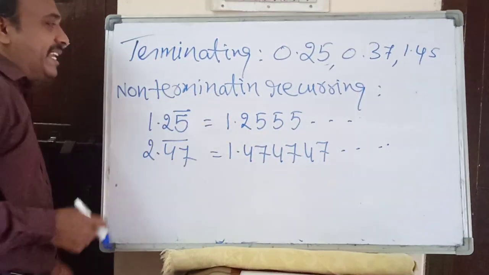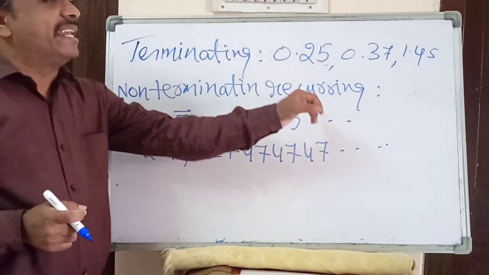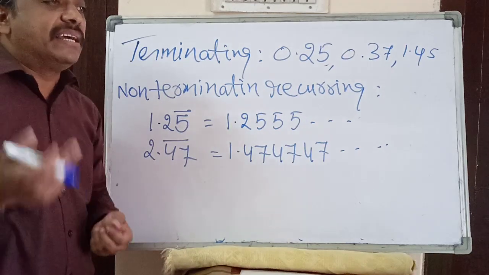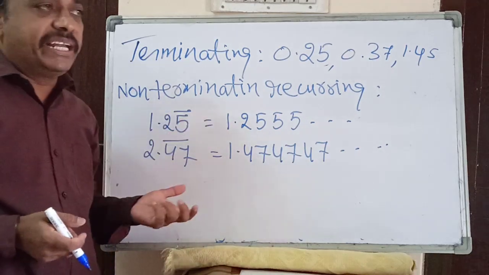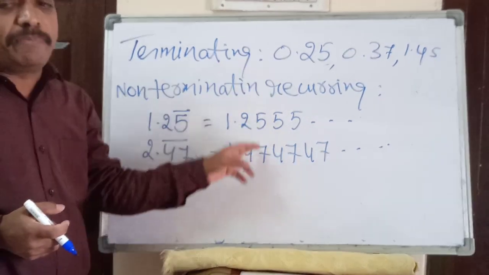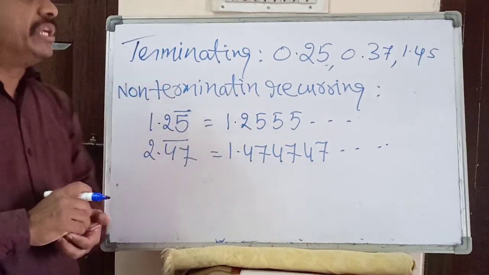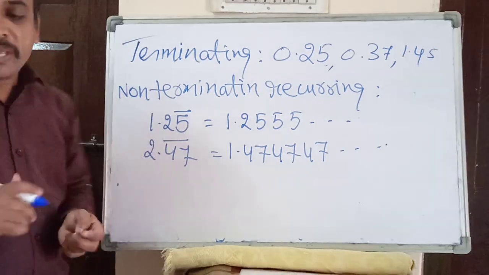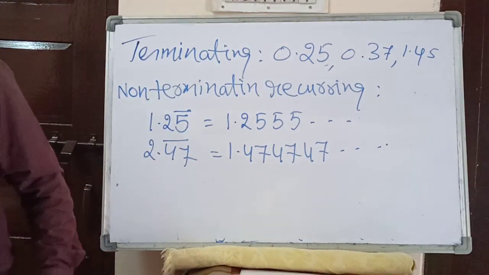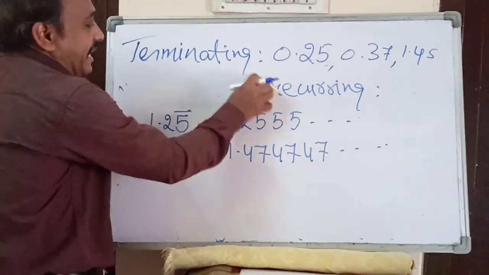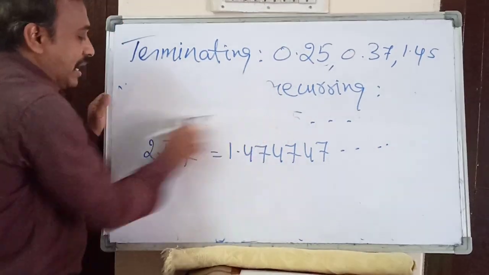These two, terminating and non-terminating recurring, are also called rational numbers. This topic we learned in class 9th. Such type of numbers also can be expressed in the form of P by Q. Now, non-terminating recurring numbers we observed.